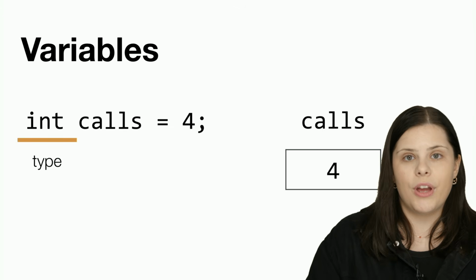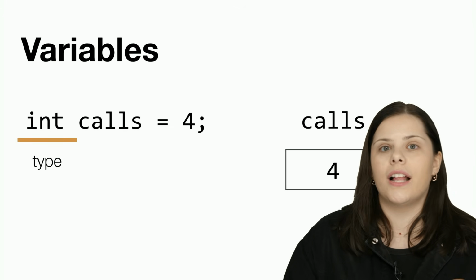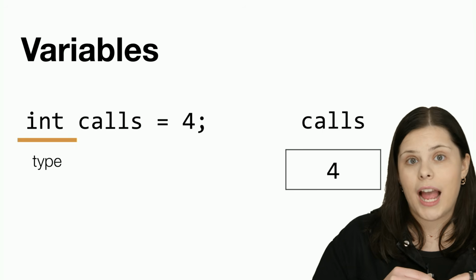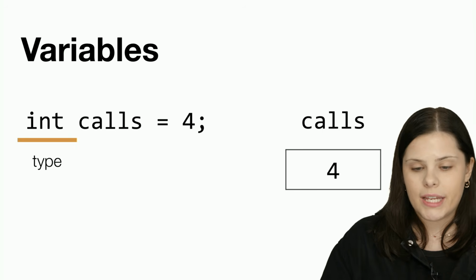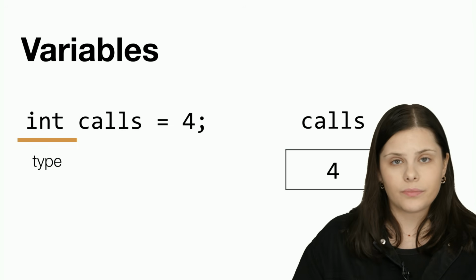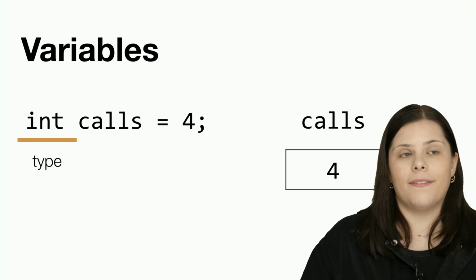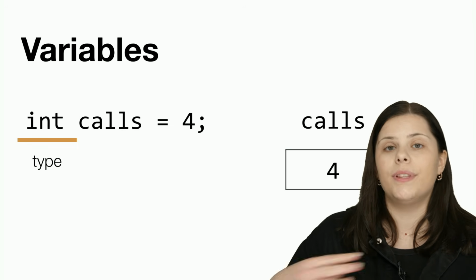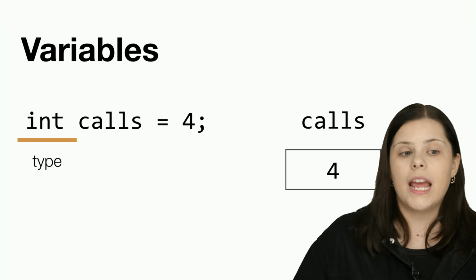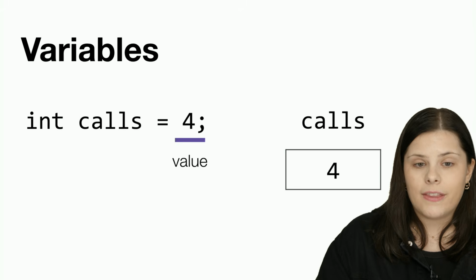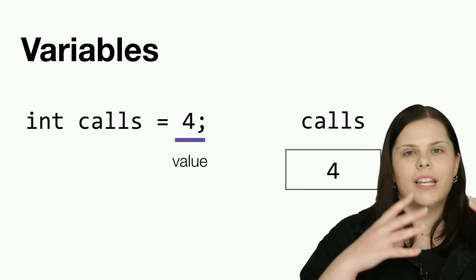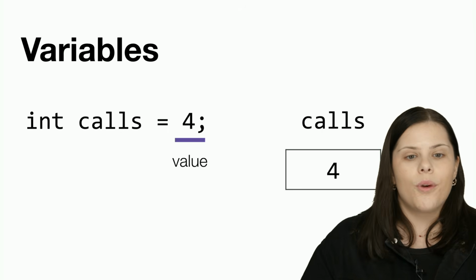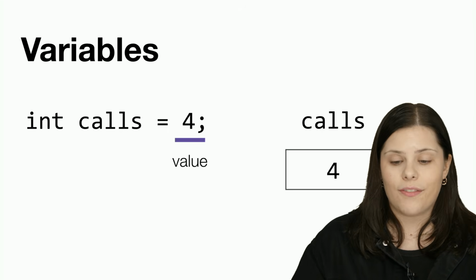Next one is type. This is very important. We need to tell C exactly what type of value it should expect to receive. In this case, it is integer, to specify just a number that doesn't have any floating points, just one number. Then the value itself. If we created this box that is called calls and we're supposed to put an integer into it, we're going to put 4 into it. That is our value.